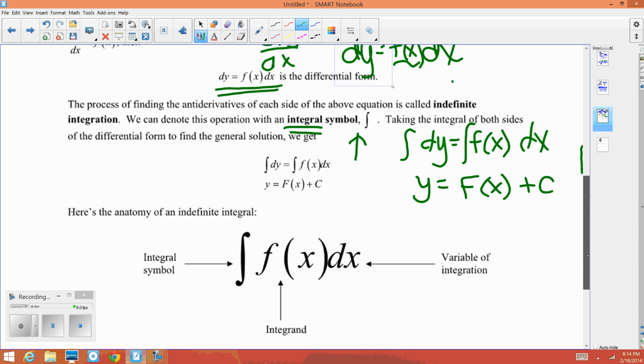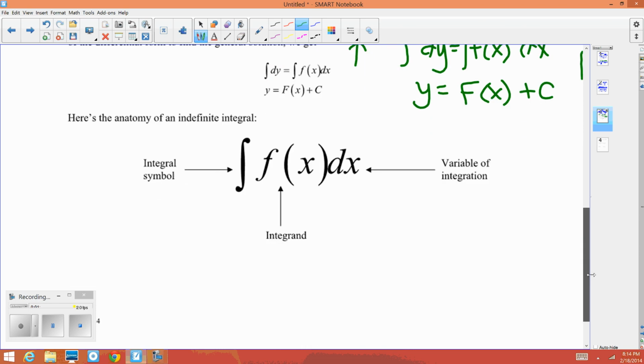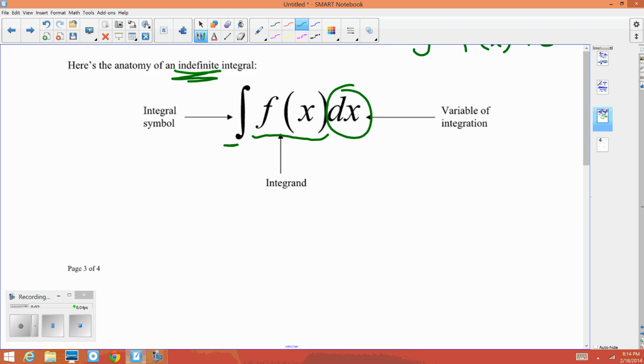All right, so this is our basic indefinite integral, and it's not definite because we're just looking at general cases, not certain values. We'll talk about definite ones later, but for right now, we're taking the antiderivative. So this is the integral symbol here. Whatever's inside here is called the integrand, and whatever's out here is the variable of integration. And we'll get to practice these in our next couple of examples.